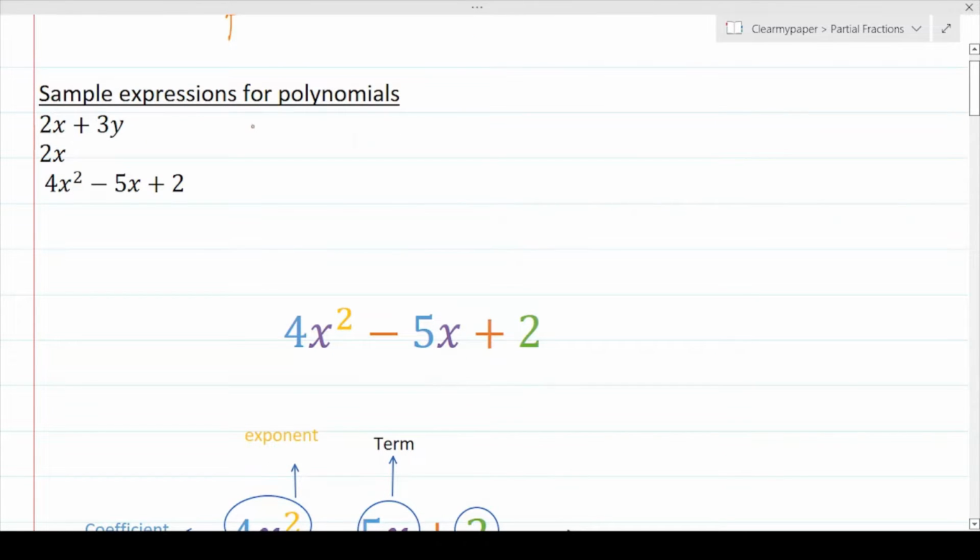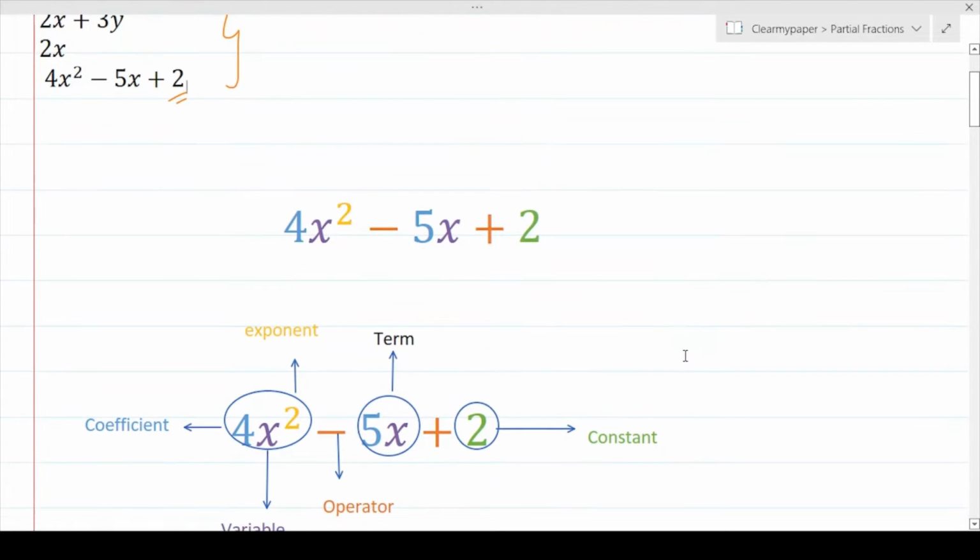Okay, so what I've done is I've taken some sample expressions which are polynomials, and I've put them over here: 2x plus 3y, 2x, and 4x square minus 5x plus 2. All these are independent equations or expressions. Let's focus on one of them. Let's take the last one as an example because that has a nice combination of a lot of other things.